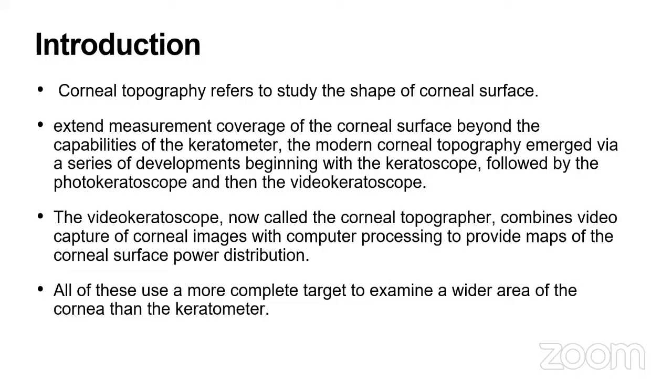The modern corneal topography emerged via a series of developments, beginning with the keratoscope, followed by the photokeratoscope and then the video keratoscope. The video keratoscope, now called the corneal topographer, combines video capture of corneal images with computer processing to provide maps of the corneal surface power distribution. All of these use a more complete target to examine a wider area of the cornea than the keratometer.